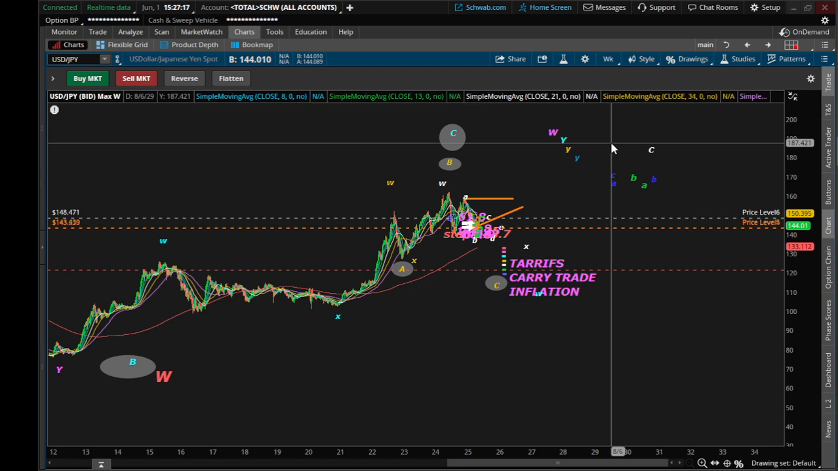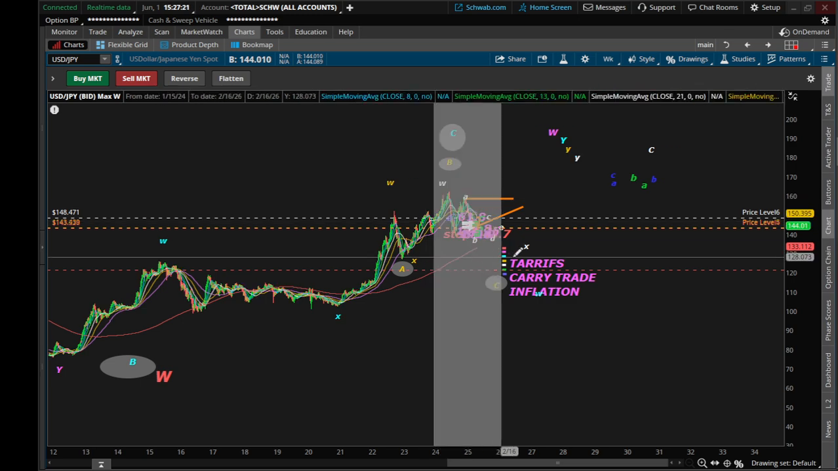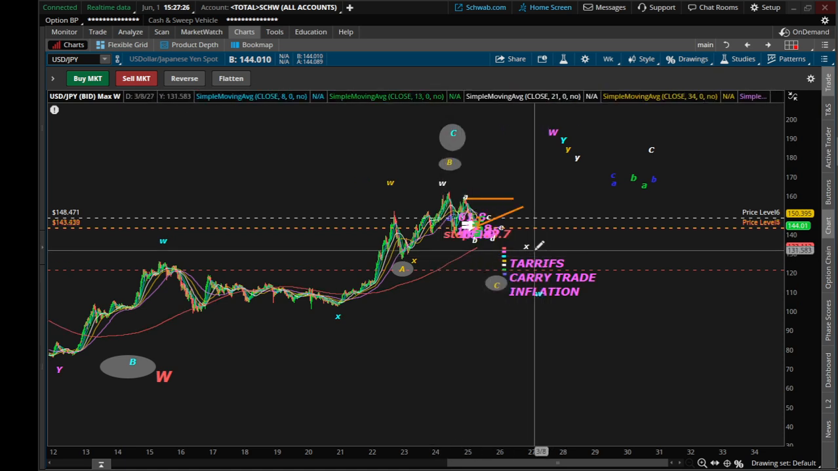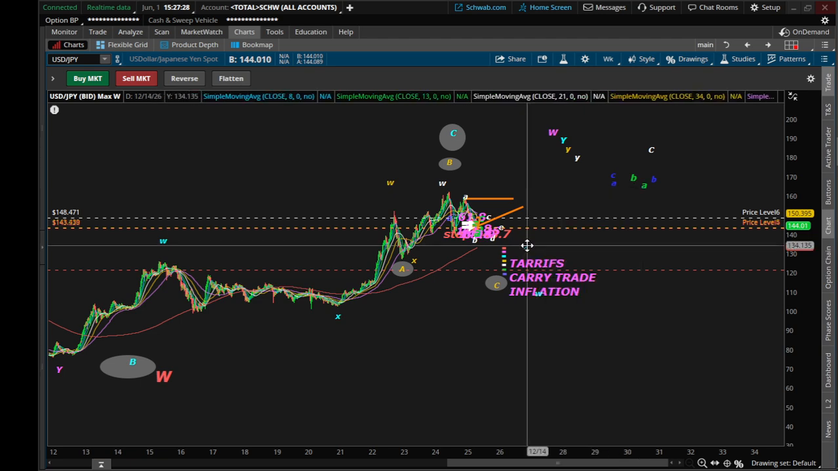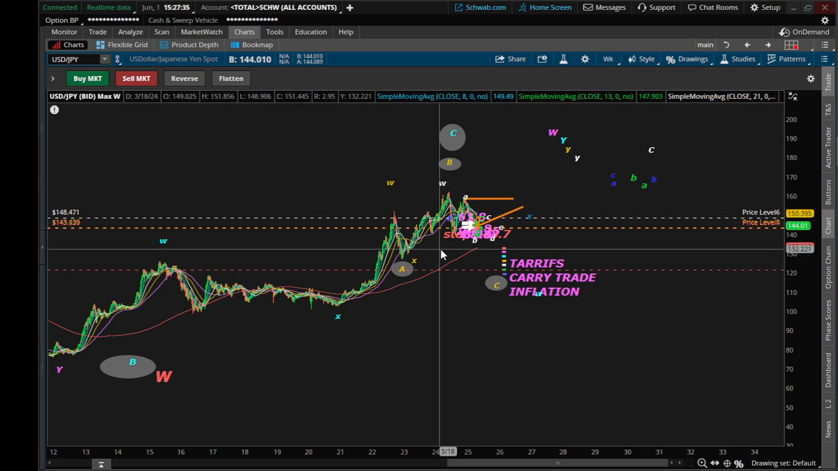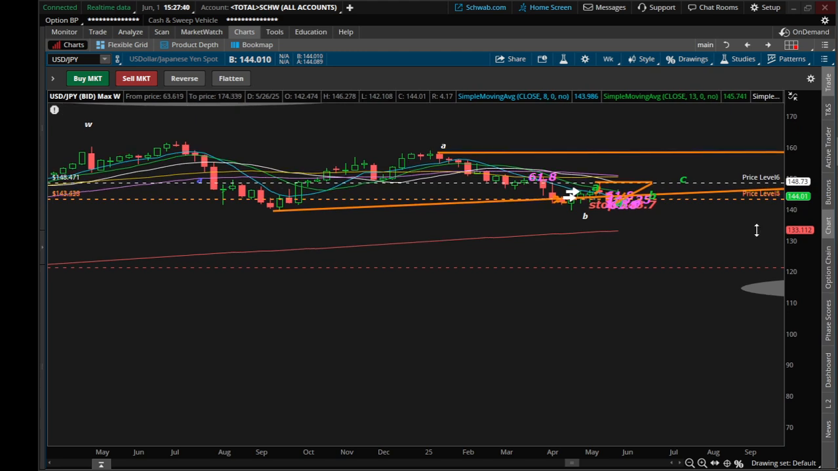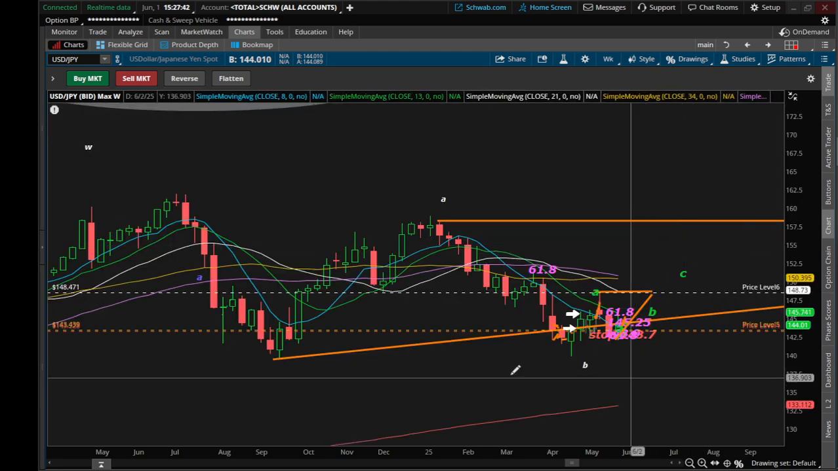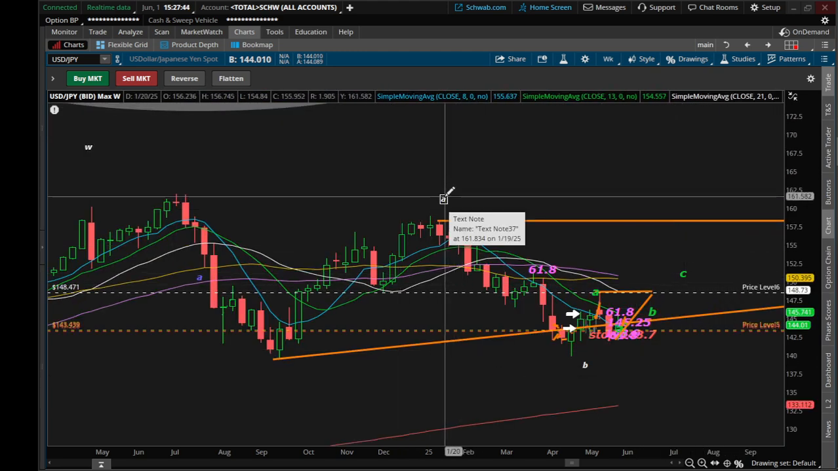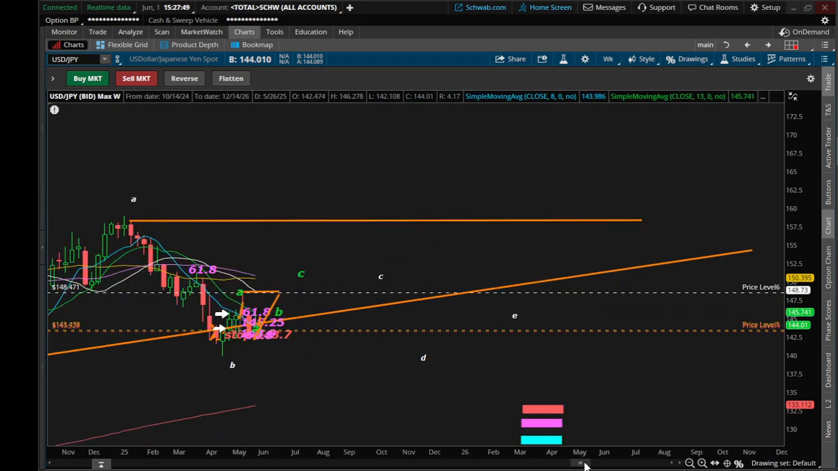And if that's the case, I'm thinking we're forming a triangle for this X. So really the X will kind of be a wedge. So let's zoom in here. I'm thinking this would be an A and a B, and we need a C, D, E.